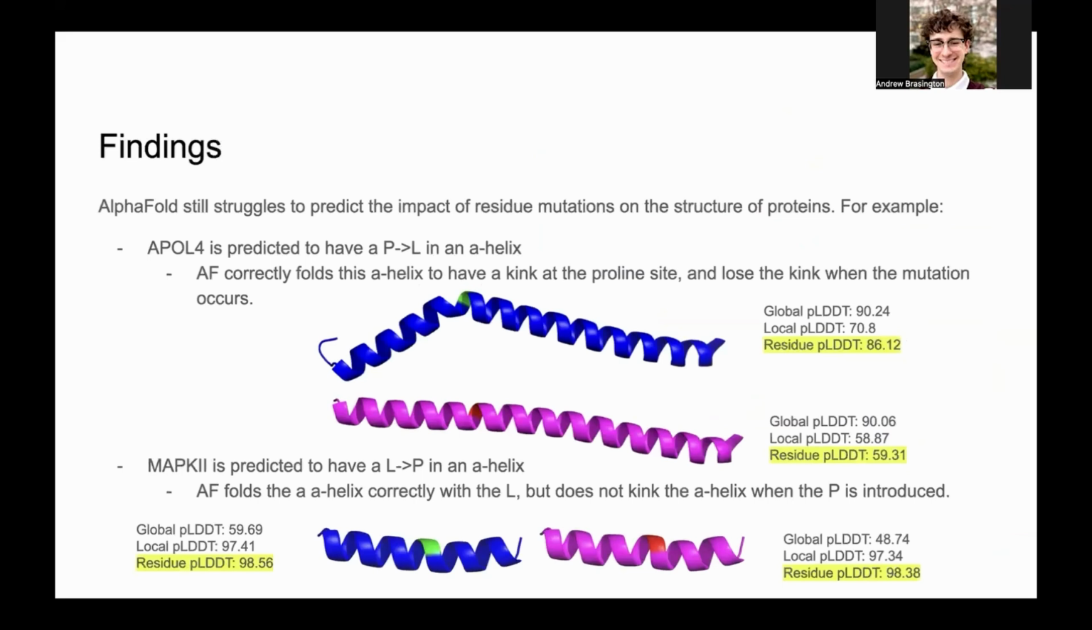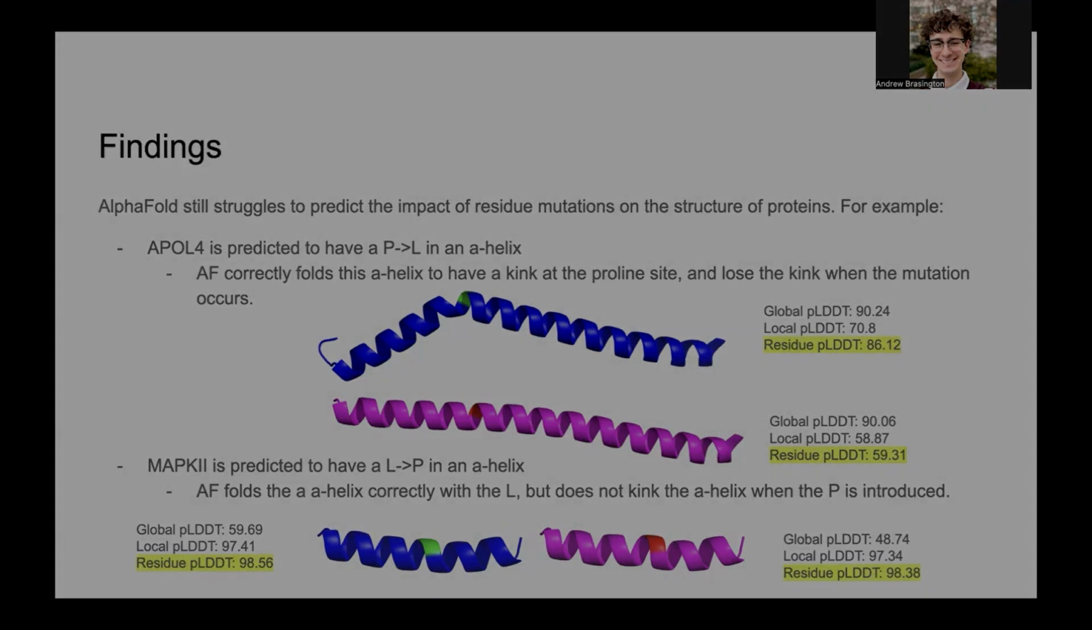Proline is known to kink alpha helices. AlphaFold correctly predicts this kink when proline is in the native structure, and correctly removes the kink when proline is mutated away. However, when proline is non-native in an alpha helix and then mutates into an alpha helix, AlphaFold misses the kink and does not predict it. Thus, we mainly relied on structural and biochemical knowledge to predict the impact of each mutation.